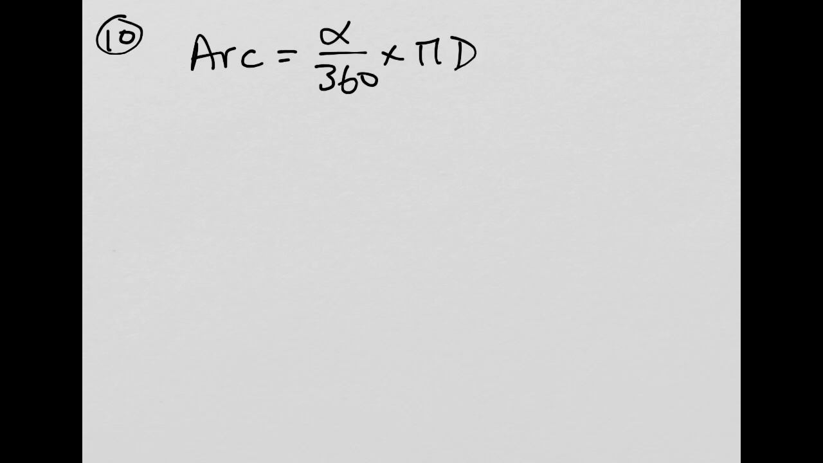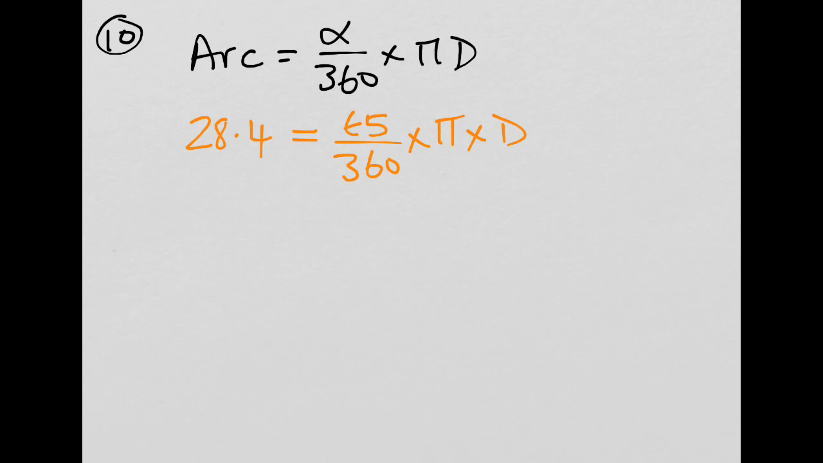Question 10. It's an arc question, so we have the arc formula, which is angle over 360 times pi d. What information do we know? We know the arc is 28.4. We know the angle is 65. Pi is pi. We don't know what d is.